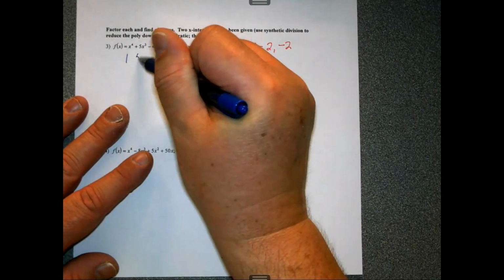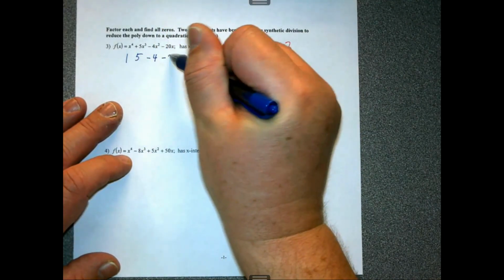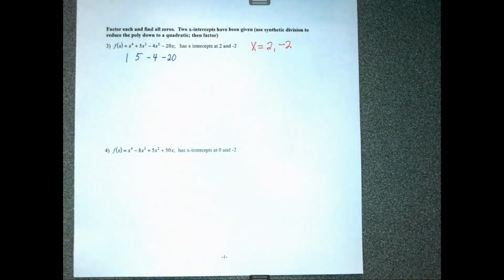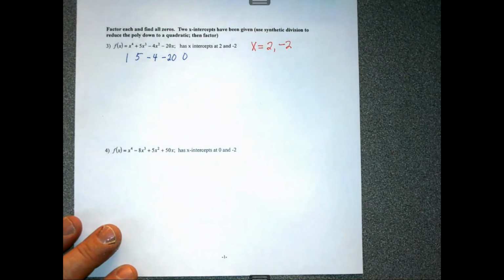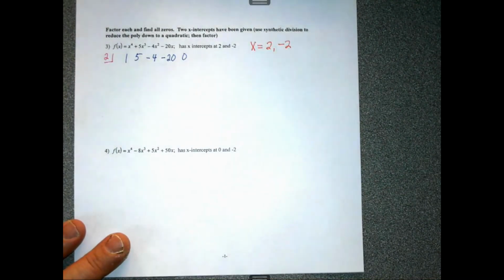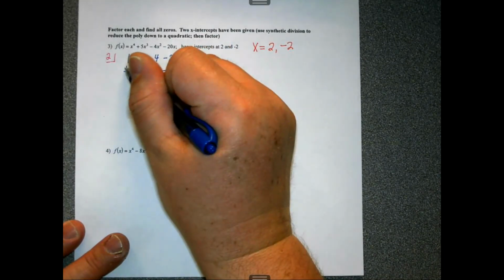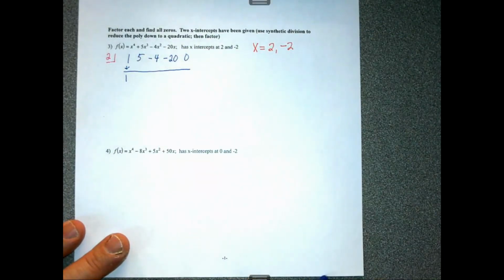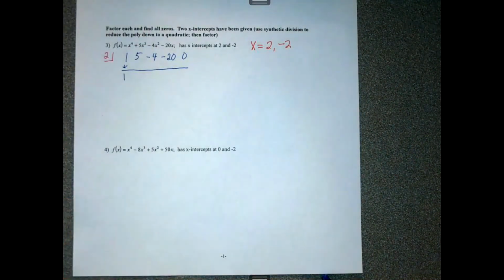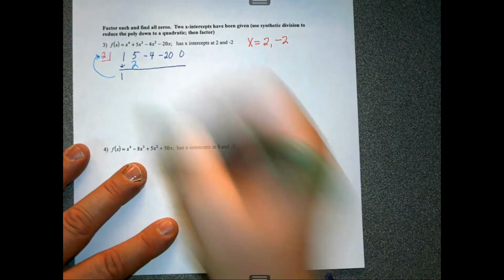Okay, coefficients of my dividend: 1, 5, negative 4, negative 20. What's my constant? Good. I'm going to use my first divisor, 2. And here we go. Bring down my 1. 1 times 2. Oops. Is 2. 5 plus 2.